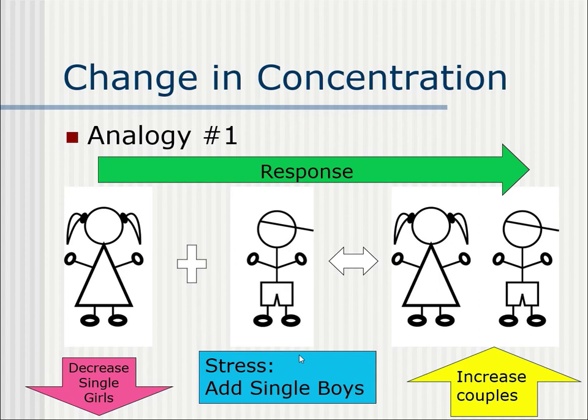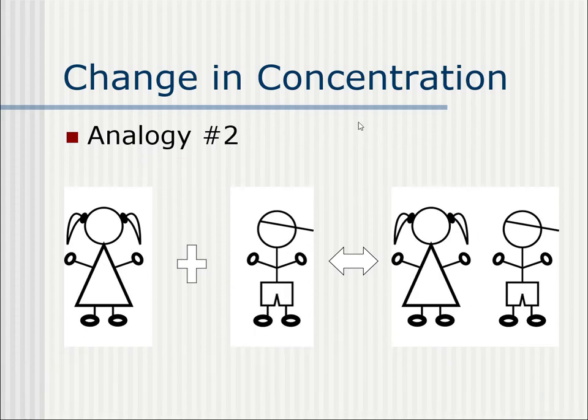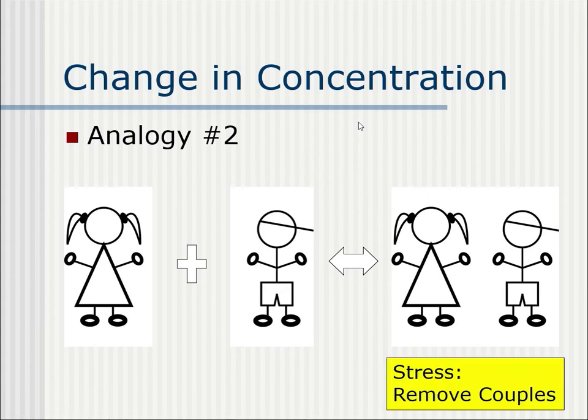Stress adds stuff to the system. My backyard had more junk in it. Response, get the stuff out of the yard. When you add something to an equilibrium, the system is always going to respond in such a way to try to relieve or to remove. If I add to the left-hand side, it's going to shift to the right-hand side. If I add to the right-hand side, it's going to shift to the left-hand side. So example number 2. Suppose I also have the possibility of removing couples.